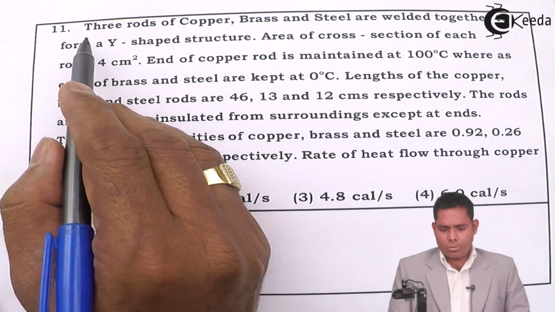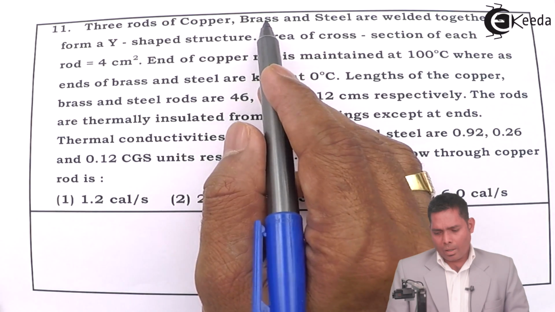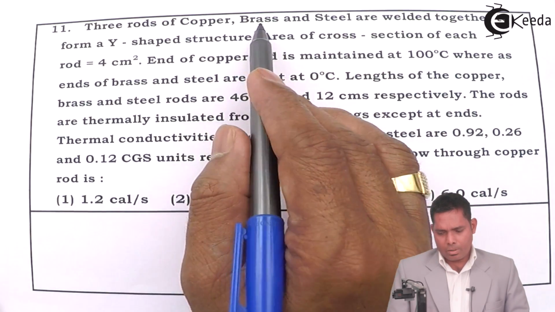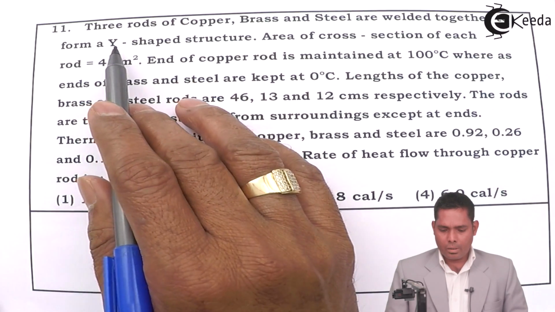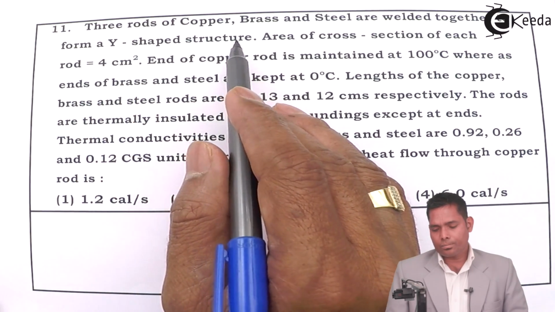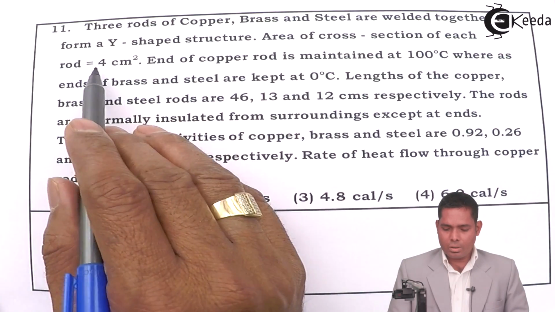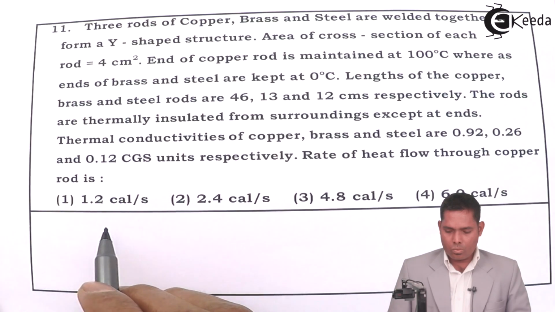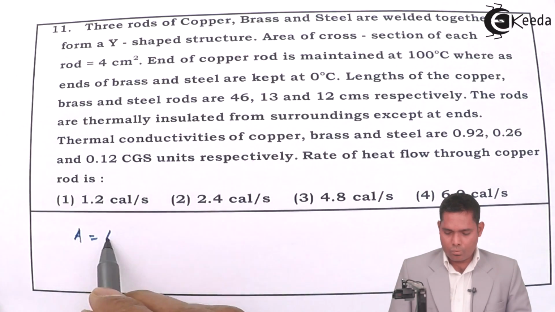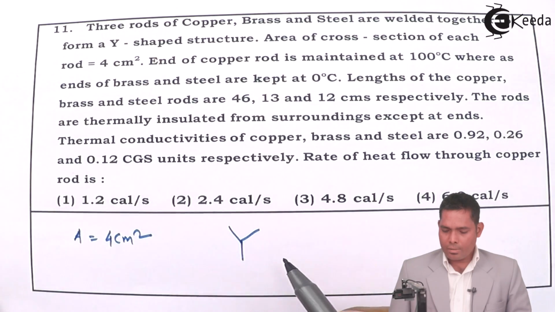Question number 11. Three rods of copper, brass and steel are welded together to form a Y-shaped structure. The area of cross section of each rod is 4 centimeter square. The structure is Y.